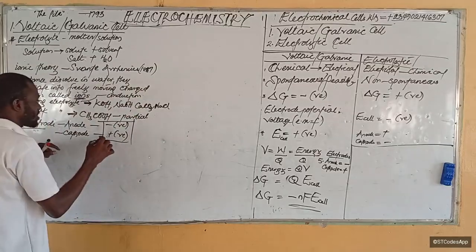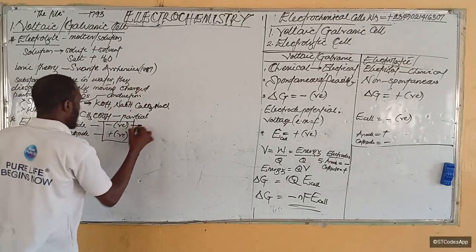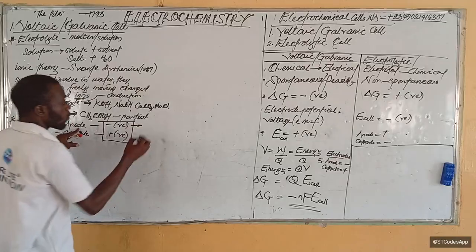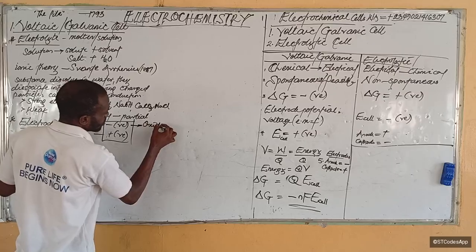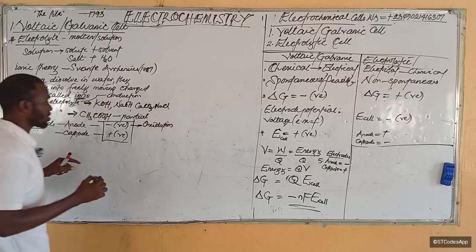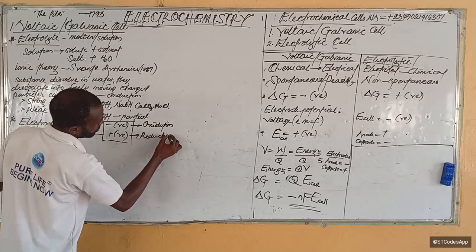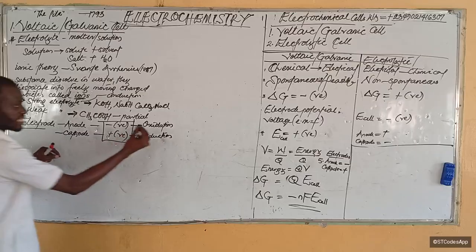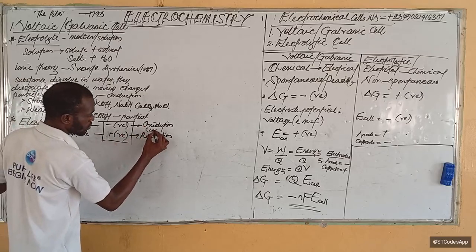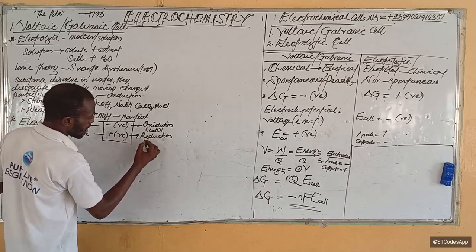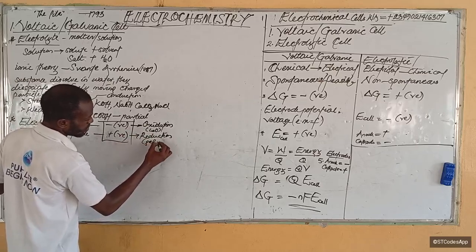The only consistency is that, whether it is negative or positive, it is the electrode. An anode is the electrode where oxidation occurs, the site for oxidation, while the cathode is the site for reduction. Alright? So here is the site where there will be loss of electrons, while here is the site where there will be gain of electrons.